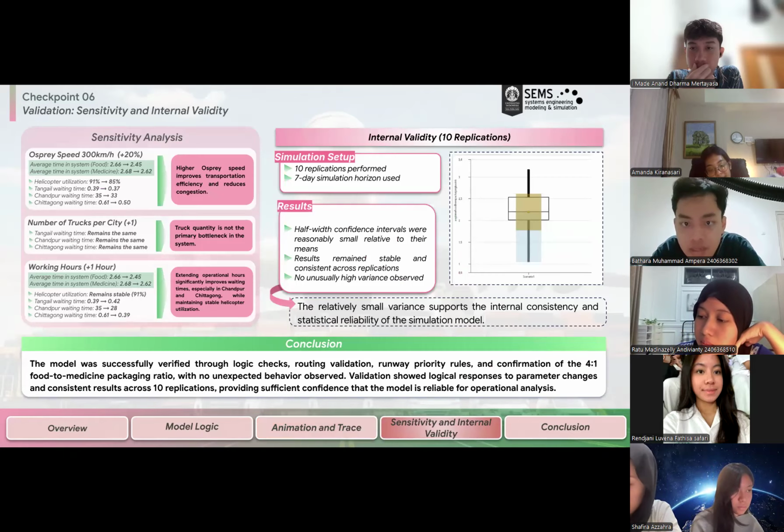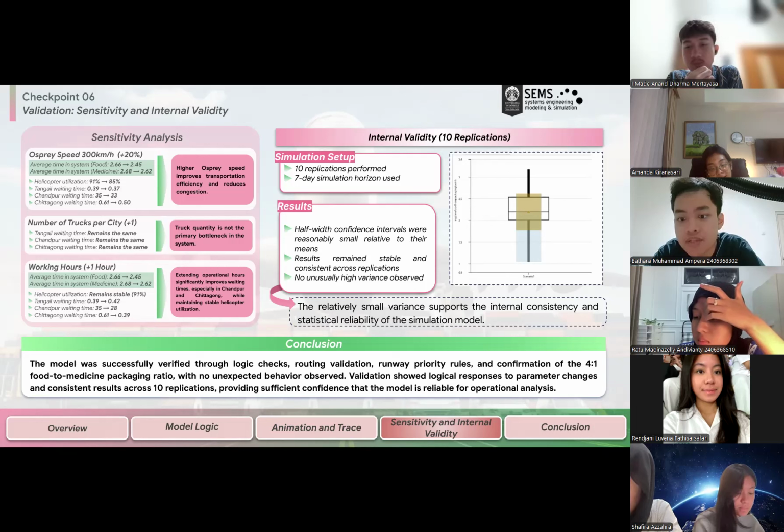And here, for the validation, we can conclude that the model was successfully verified through logic checks, routing validation, runway priority rules, and confirmation of the 4:1 food to medicine packaging ratio, with no unexpected behavior observed. Validation shows logical response to parameter changes and consistent results across 10 replications, providing sufficient confidence that the model is reliable for operational analysis.